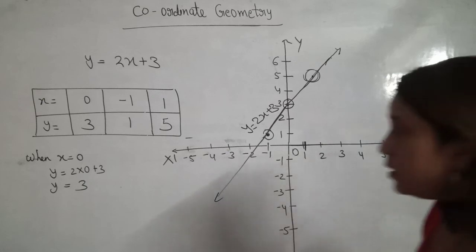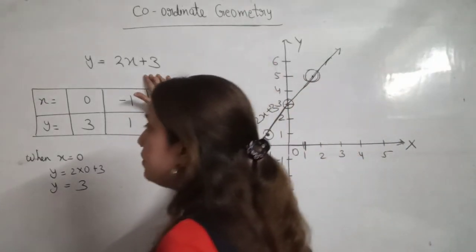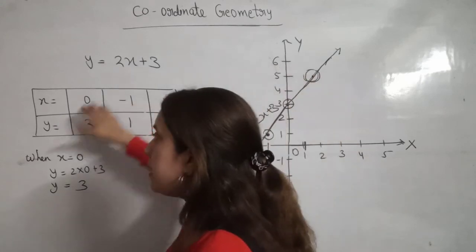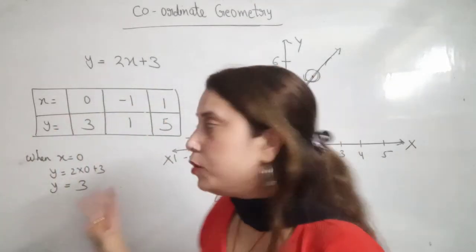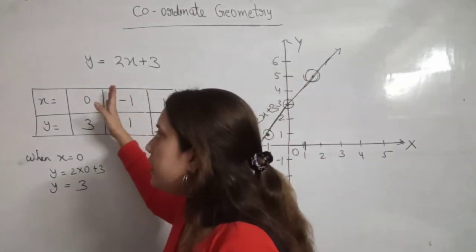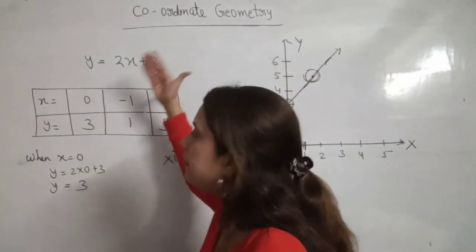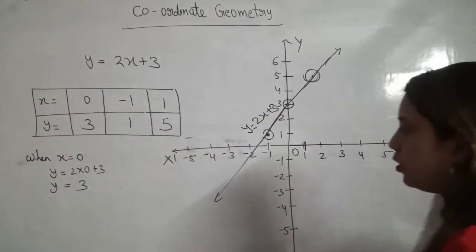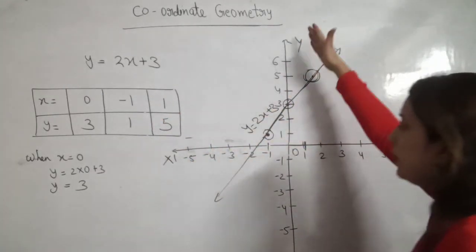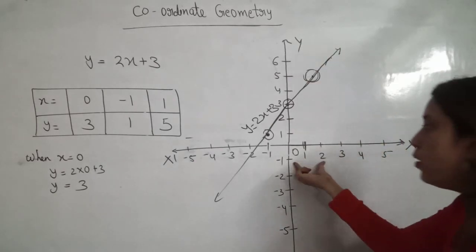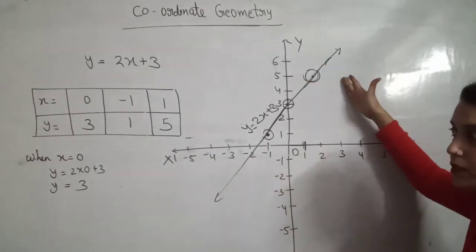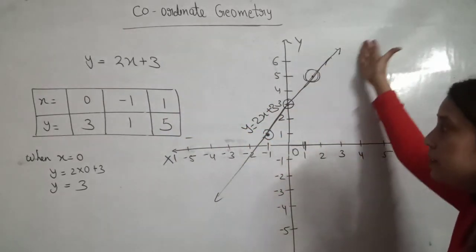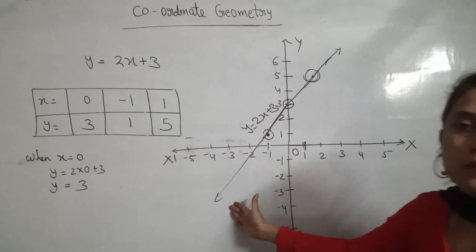Okay beta, so if a linear equation is given, first we draw a table and find the values of x and y, minimum 3 values. We can take any value of x and we will get the value of y, and after that we will draw the graph. First we draw xOx dash and yOy dash. Now plot the points (0, 3), (minus 1, 1) and (1, 5). You will get the line.